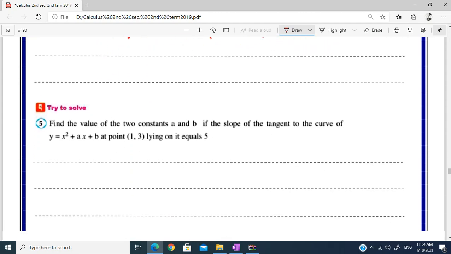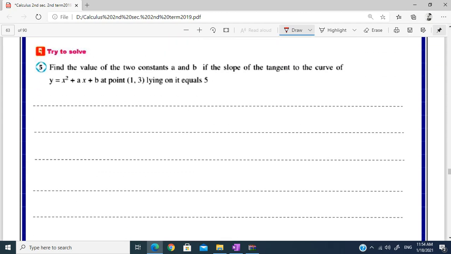Another example: find the value of two constants a and b if the slope of the tangent of the curve y equals x power 2 plus ax plus b at point (1, 3) equals 5. So we get a point (1, 3), substitute about the point first, so 3 equals 1 power 2 plus a times 1 plus b, so it will be a plus b equals 2. This is the first equation.